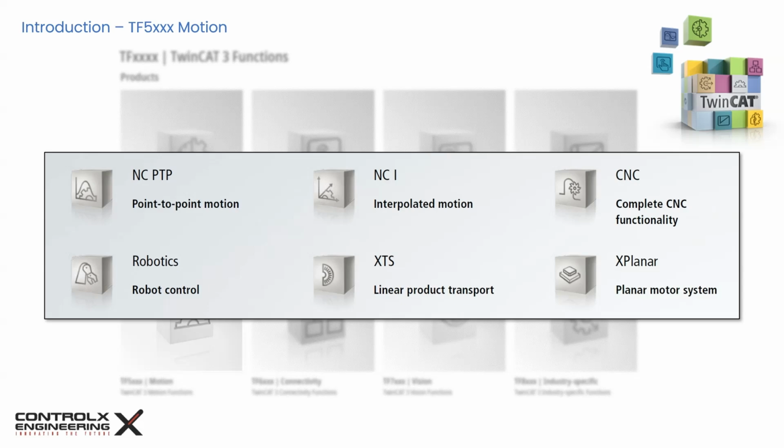TwinCAT motion functions offer a solution for almost every automation and motion control-related task, from point-to-point, CNC, interpolated motion, coordinated motion, to robot kinematics, as well as XTS and X-planar systems, which are complex magnetically driven systems developed by Beckhoff. We will cover these advanced motion functions in future tutorials. For our introductory motion control tutorial, today we'll be focusing on NC-PTP or point-to-point motion control.